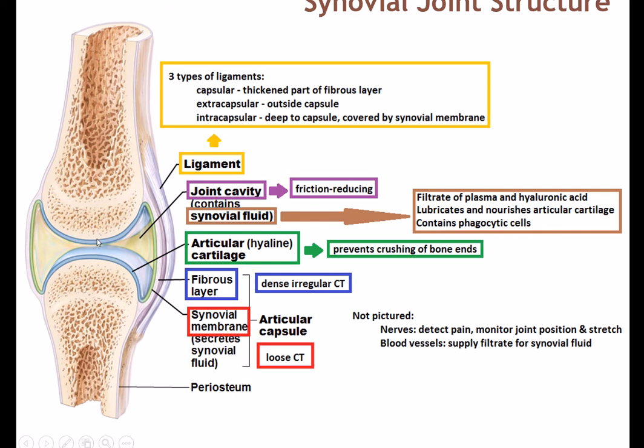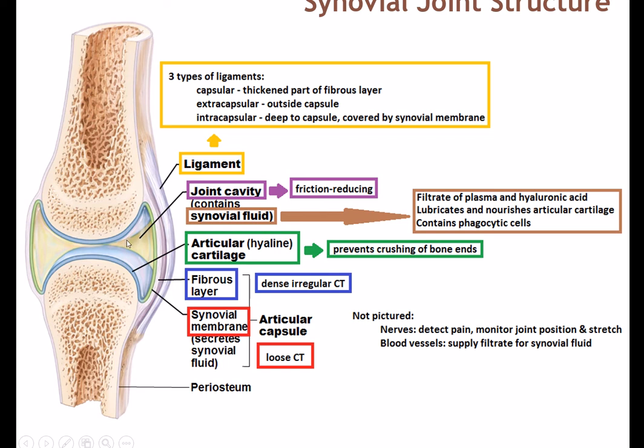You can see here's the joint cavity, and really this joint cavity is all about reducing friction. We have several friction reducing structures in our synovial joints, but one of those big ones is the joint cavity. The joint cavity has a capsule around it. That's the articular capsule. There's an outer fibrous layer of the articular capsule, which is dense irregular connective tissue, and then there's an inner synovial membrane, which is loose connective tissue, and it's actually what secretes the synovial fluid, which is what fills this cavity.